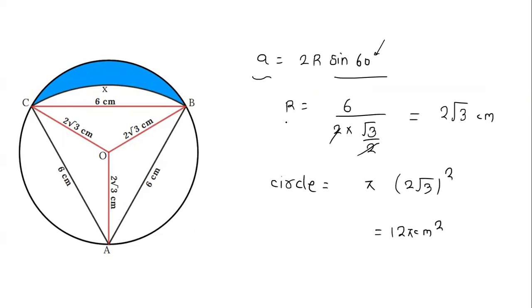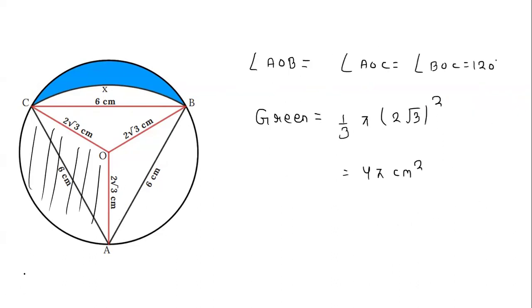Angle is 60 degree. We know all angles are 60 degree and sides are 6 centimeter. So we can easily find the radius of the circumcircle as 2 root 3 centimeter. From here you can find the area of this circumcircle as pi times (2 root 3) centimeter square, which is 12 pi centimeter square. So this is the area of this full circle.